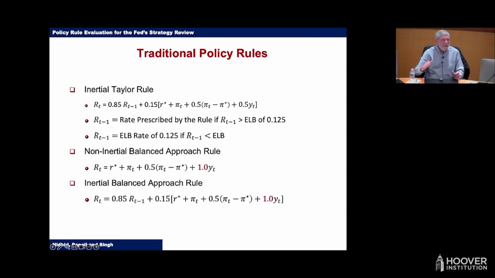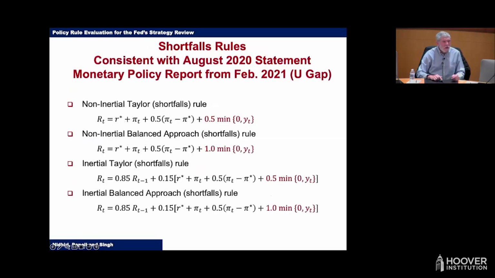So you could have an inertial Taylor rule where you get part of the way. The standard one is the 0.85 and 0.15. You can have a non-inertial balanced approach rule where you double the coefficient on the output gap, and an inertial balanced approach rule. Shortfalls rules, we take a non-inertial shortfall rule.